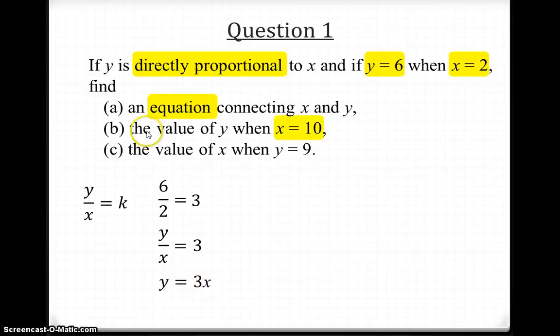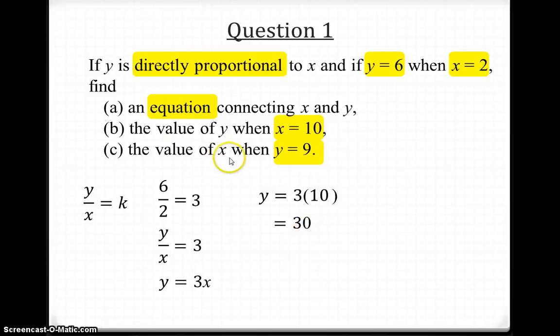Let's look at B. The value of y when x is equal to 10. Now we ask ourselves, do we have the value of y? No, because we need to solve for y. Do we have the value of x? Yes, so make use of the equation that we just found and substitute the value of x, and ta-da, we got the value for y.